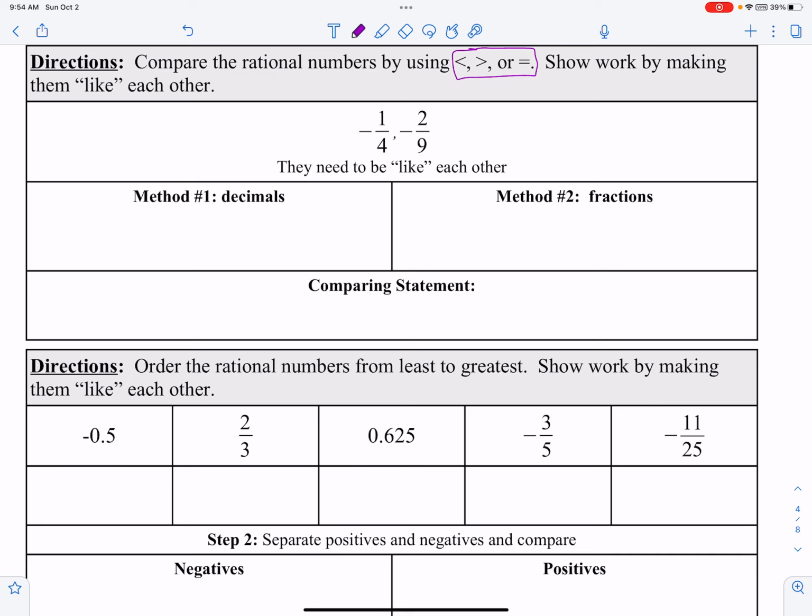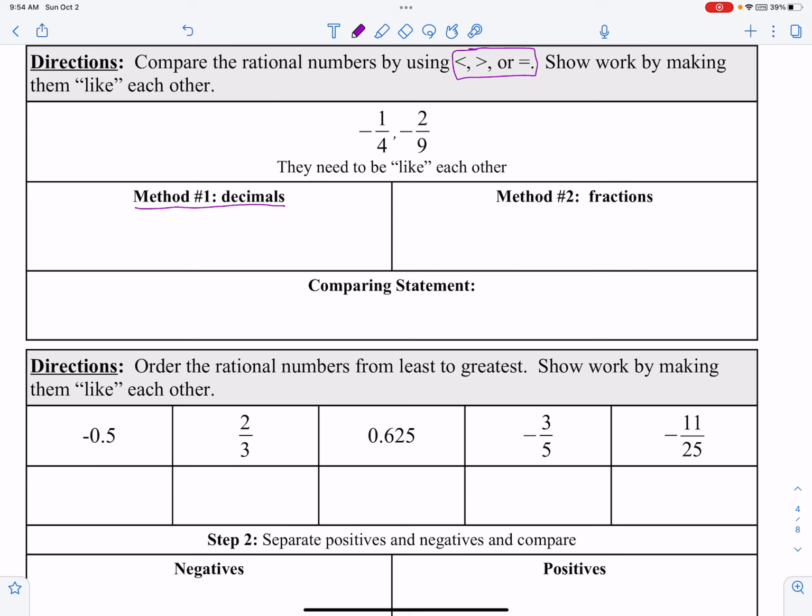So let's go ahead and look at method number 1, which will be just change them to decimals. Now, if you're allowed to use a calculator, I mean, this is really the easiest method. You just do the -1 divided by 4, get a decimal, -2 divided by 9, get a decimal, done.